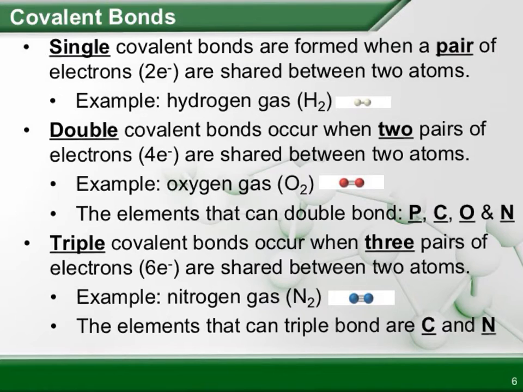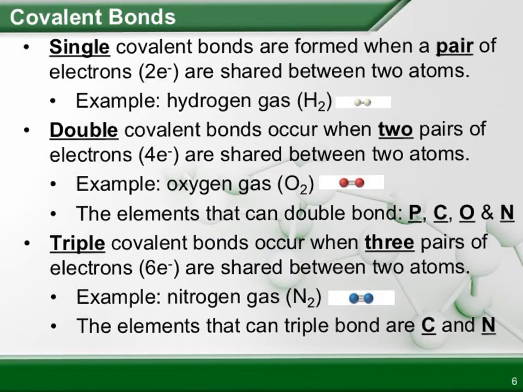Double covalent bonds will occur when there are two pairs of electrons, so four electrons, being shared between two atoms. So oxygen, when it bonds to itself, they each want to gain two. Since they are sharing a total of 4 electrons, they will form a double bond. Other elements are phosphorus, carbon, and nitrogen that will form double bonds when bonding diatomically.